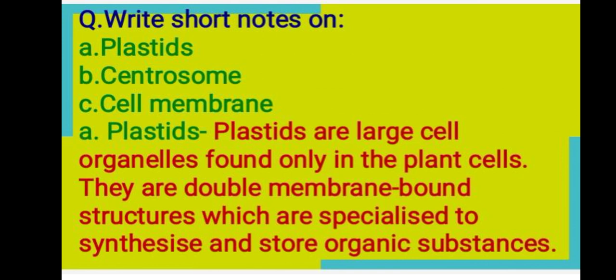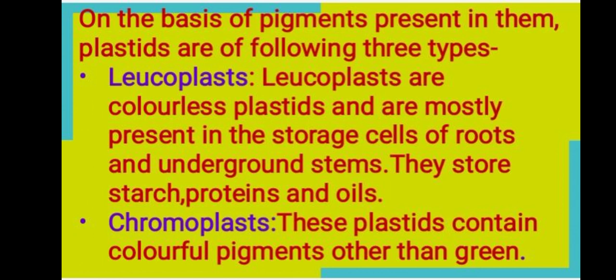Next question is to write short notes on plastid, centrosome, cell membrane. We'll take up one by one. Plastids are large cell organelles found only in the plant cells. They are double membrane bound structures which are specialized to synthesize and store organic substances.